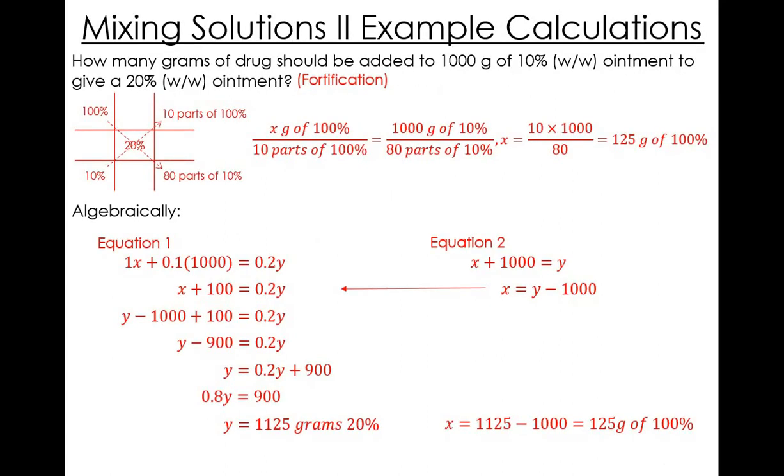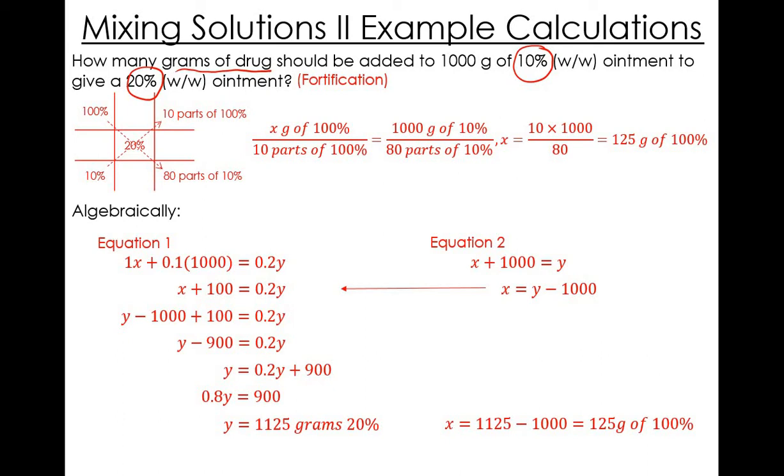So in this example, it's a fortification. How many grams of drug should be added to 1,000 grams of 10% to give a 20%? And you can see this is a fortification, unlike a dilution where it would be going down in concentration. We're going to add something and it's going to increase the concentration from 10% to 20%. And we're adding grams of drug, not an inactive base or water or a diluent or something like that. We're adding the active ingredient.